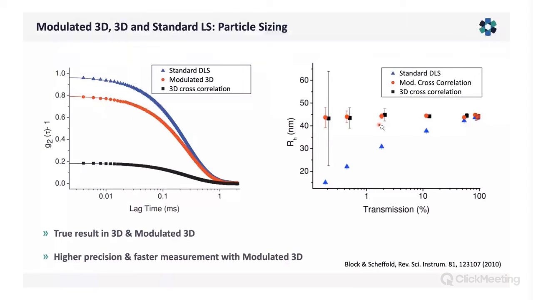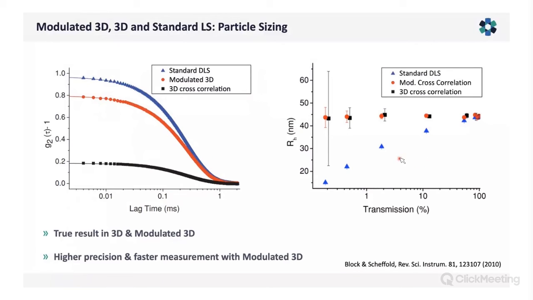To give you some examples of the performance, I show you here a comparison between standard dynamic light scattering, modulated 3D, and 3D cross-correlation. What is important here is that if they are in single scattering, you can rescale these three curves onto one curve simply by changing the amplitude, the intercept. But as you increase the turbidity, standard DLS will give you erroneous results, whereas modulated 3D and 3D cross-correlation will give you the same correct, true result, but with different signal to noise ratios. This is shown on the right.